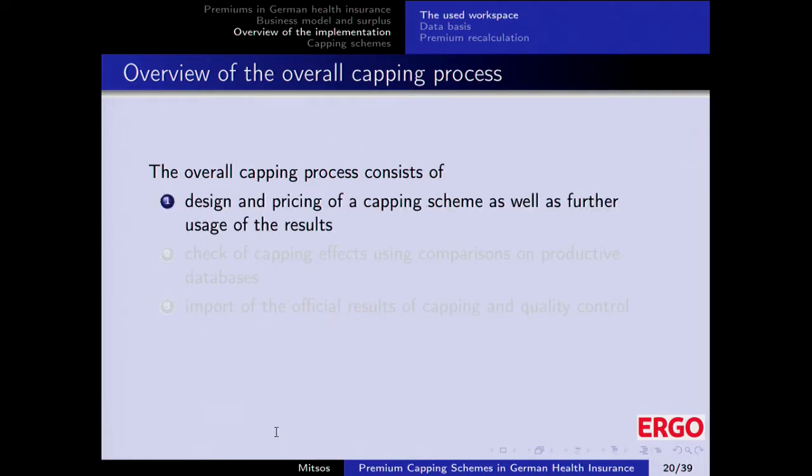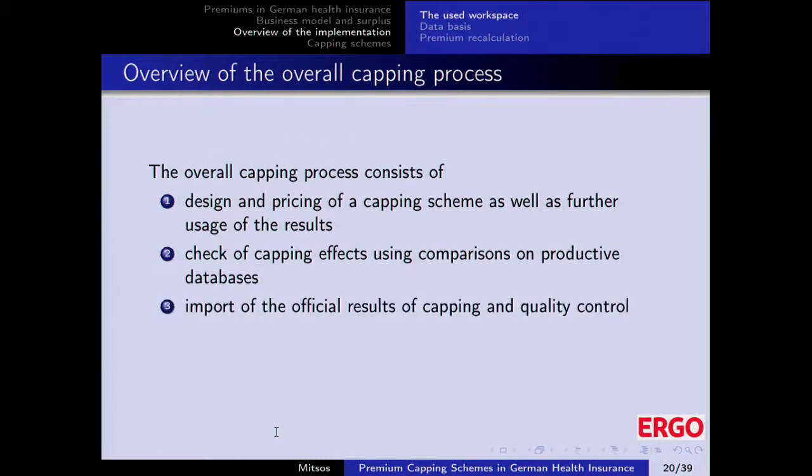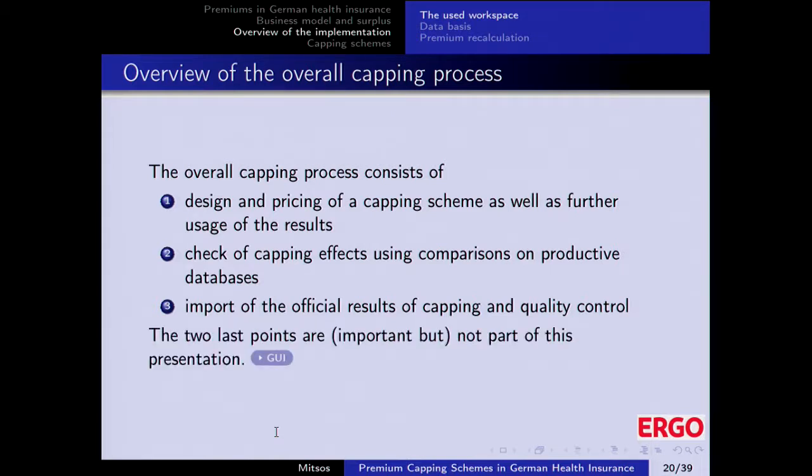The workspace itself does not contain only the pricing of the capping scheme and the user results. There is also a check of the capping effects on the productive databases. This is the check after the feed to be sure that everything was okay. And there is also an official result from the IT company of the corporation that has to be compared with the simulation and the effects on productive databases. On each and every one of them there may be errors. And the last points are not part of this presentation.